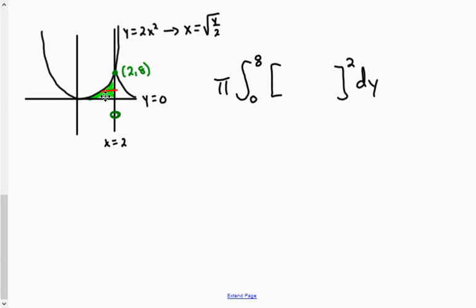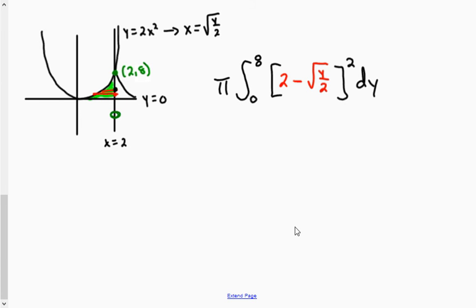So when I look at this, I got to figure out what is the distance from the axis of revolution to the boundary here. Well, it's just whatever x is, back to red here, it's whatever x is right here minus whatever x is right there. That's going to be my line. So right here, x is 2. And then right here, x is the square root of y over 2.